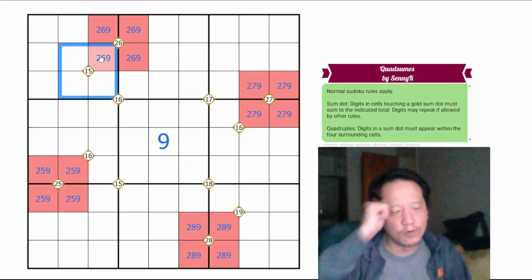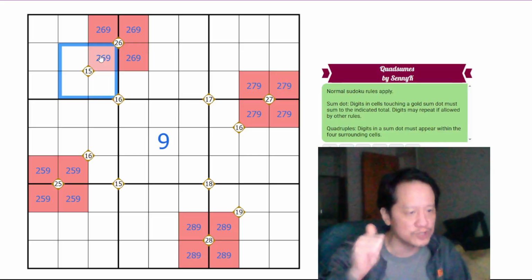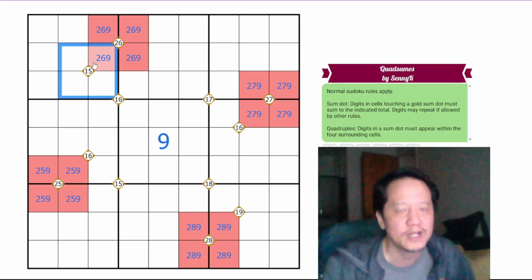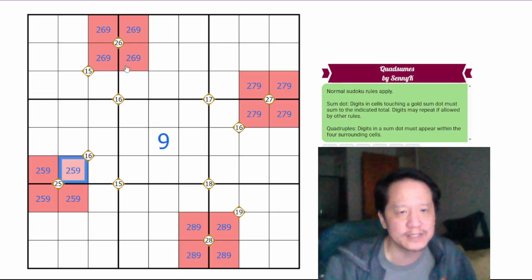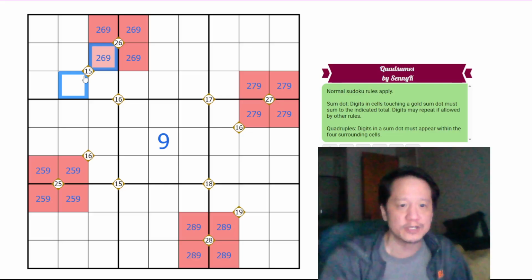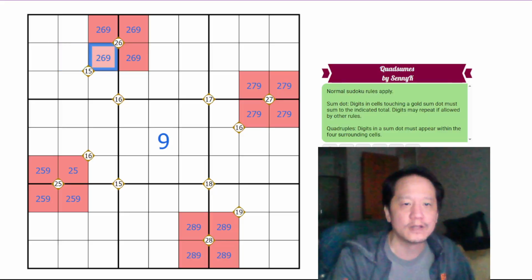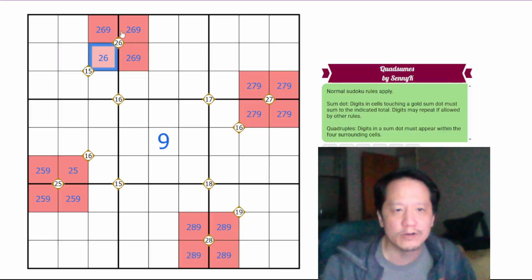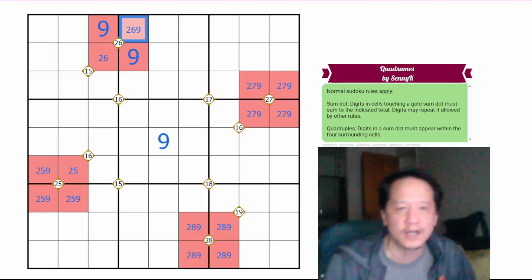And the 1 plus 2 other digits must add up to 10, which means the other 2 digits must add up to 9. So this cannot be 5, this can't be 6, so they have to be one of the 2 other digits which add up to 9. So you're guaranteed 9 cannot be here, 9 cannot be here. Well, where is 9 then in one of these 2 cells? It has to be here, which eliminates 9 from being here, so this is 9.